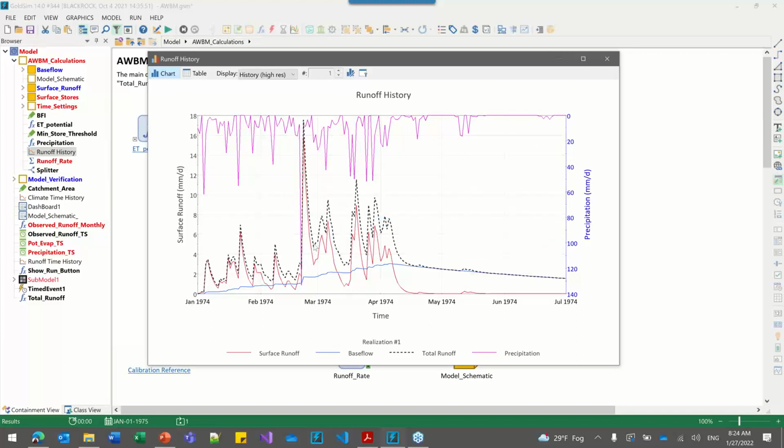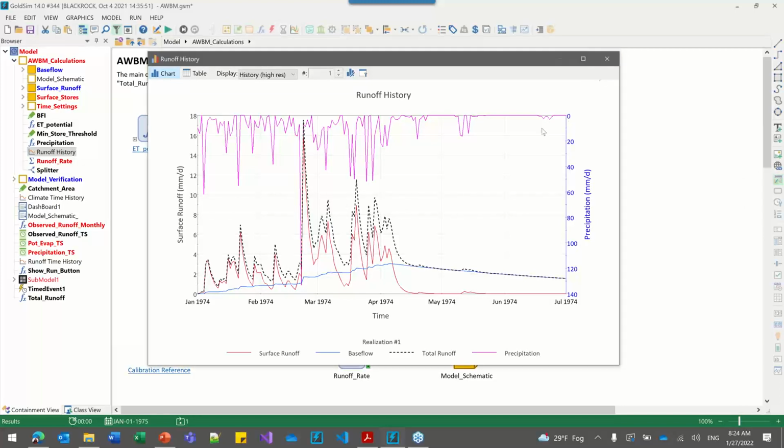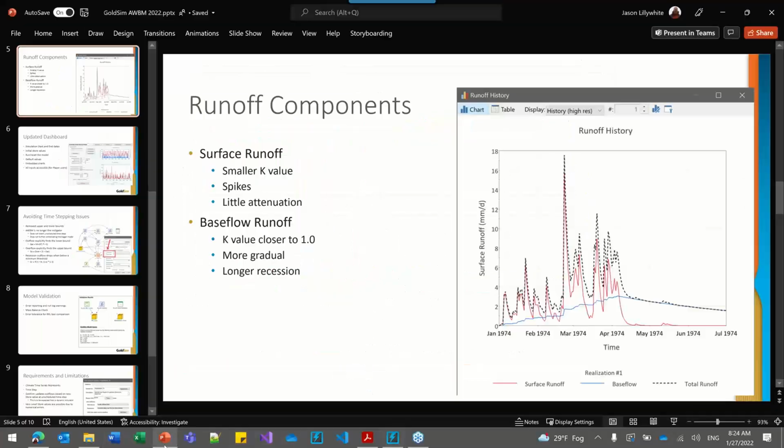But typically the surface runoff will be a pretty immediate reaction to the precip, and then the base flow contribution will be much more delayed because of the recession constants that we're using. So there you have it. All right, continuing on.